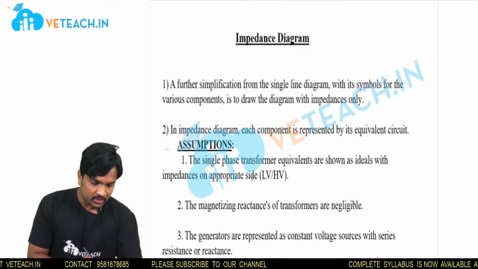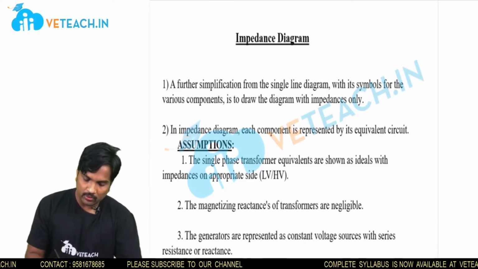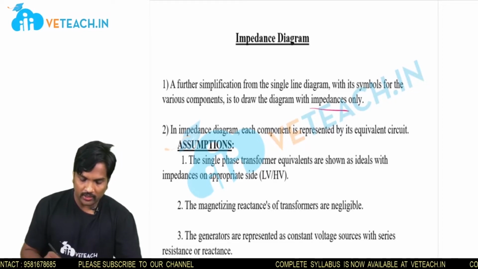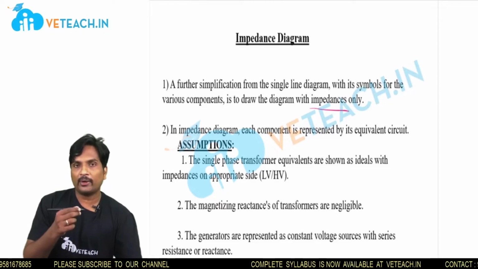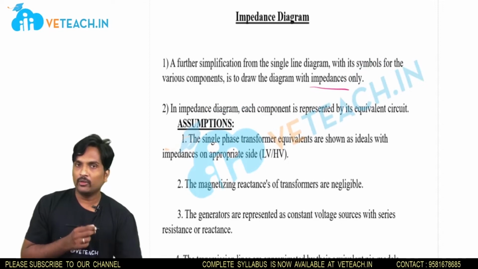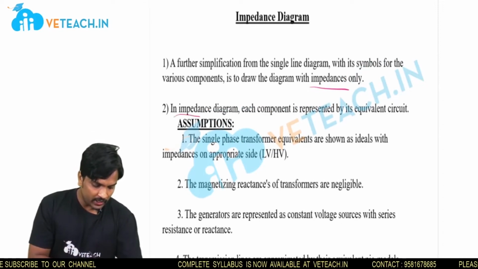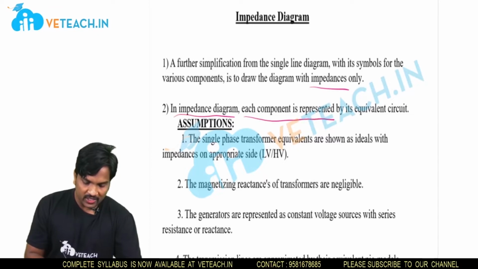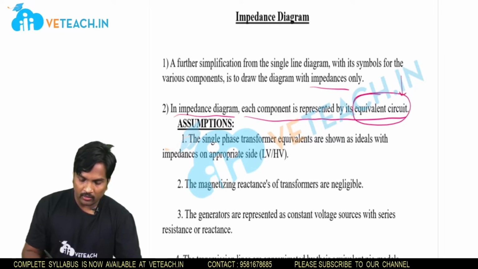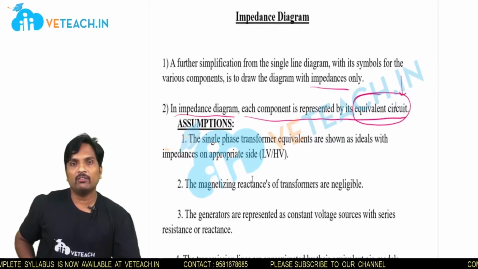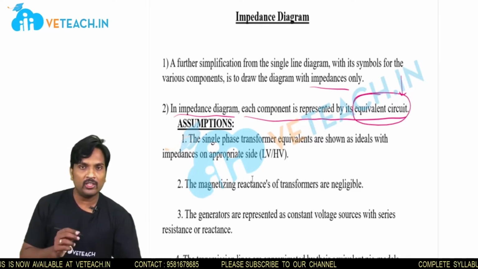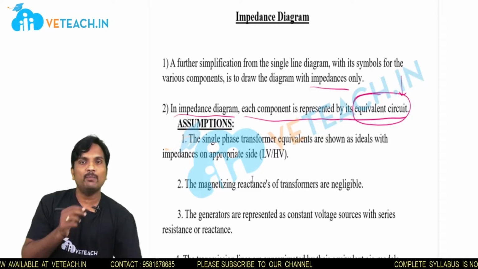A further simplification from the single line diagram with its symbols for the various components is to draw the diagram with impedances only. That is, the components which are present in the single line diagram are represented with their impedances. So in the impedance diagram, each component is represented by its equivalent circuit. This is one of the important points here. We represent each and every component with their equivalent circuits in the impedance diagram. And now we will see the assumptions to draw the impedance diagram.